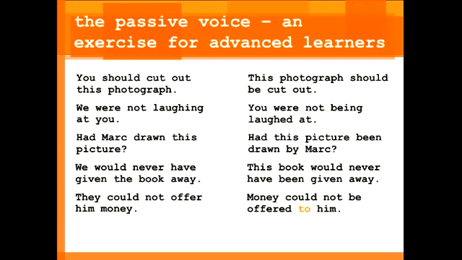Let me point something out to you here. Look at the active sentence, they could not offer him money. You have two objects here, him and money. Now, the money, which is one of the objects, goes to the beginning of the passive sentence. Money could not be offered, and then we have offer something to somebody, so it needs to be money could not be offered to him here. Don't forget the to needs to be there.